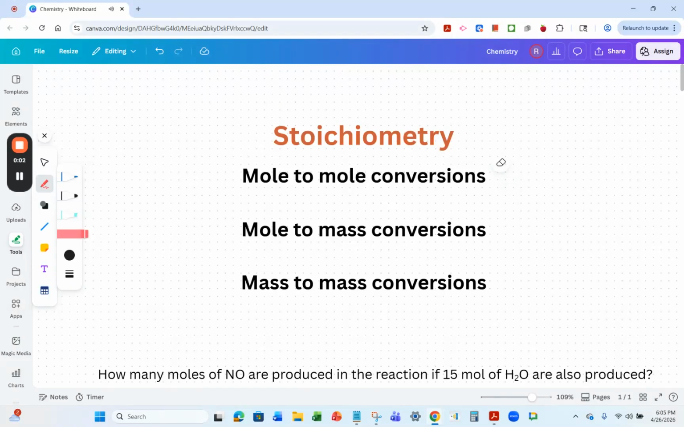Hello everyone. Today I'm gonna start with the stoichiometry calculation. So there are a total of three types of conversions: mole to mole conversion, mole to mass or mass to mole conversion, and mass to mass conversion. So I'm gonna start with the first one, mole to mole conversion.